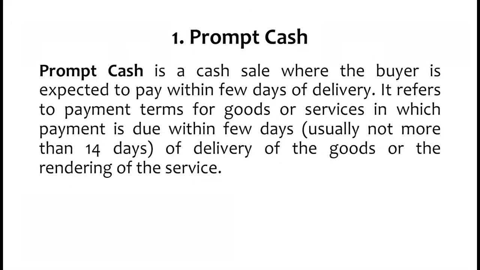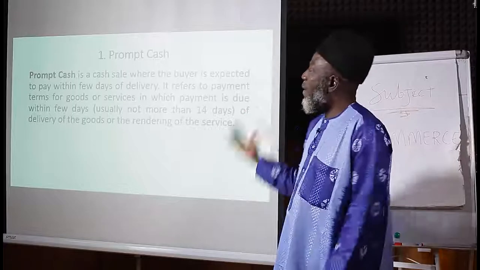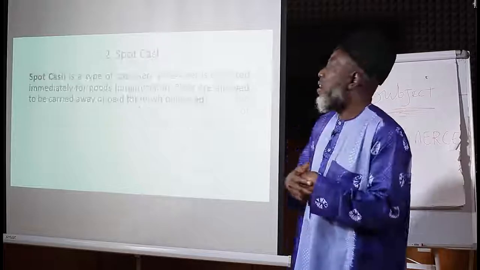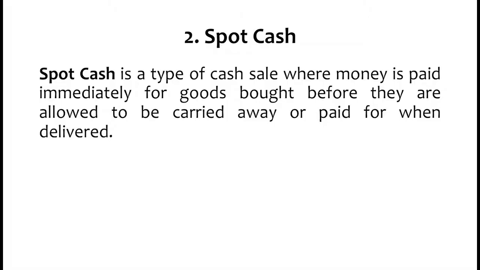It refers to the payment terms for goods or services in which payment is due within few days, and usually not more than 14 days of delivery of the goods. That's talking about prompt cash. We go to the next one, which is spot cash. This is the type of cash where money is paid immediately the goods are bought. You pay on the spot. When you buy, the goods will not be taken except money is paid for them.